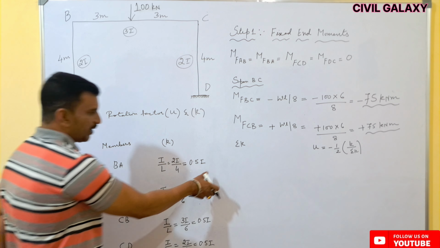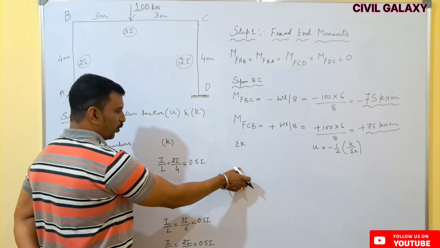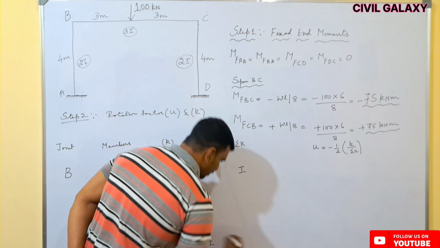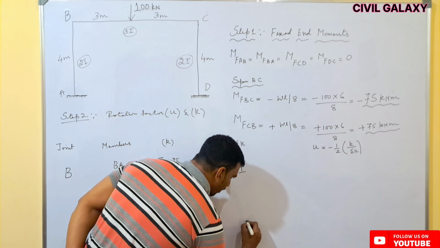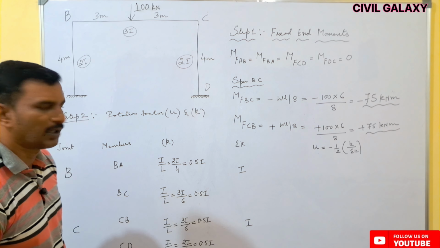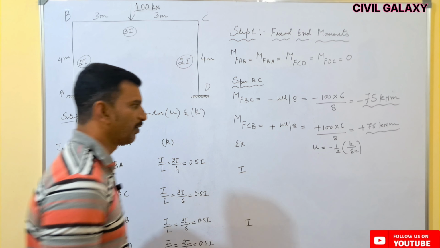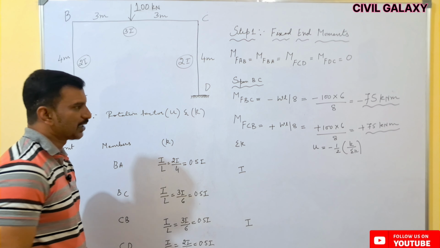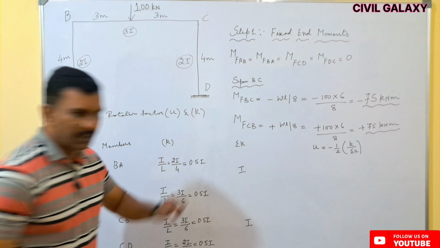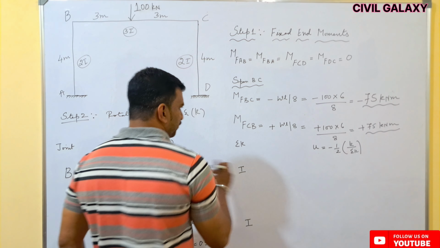So now if we take the summation of these two members, that is BA and BC, we are getting the total stiffness, which is equal to I. Here also, for members CB and CD, the total stiffness is equal to I. Now if you want to calculate the rotation factor, which is given by U is equal to minus half into K upon sigma K, if we put the values over here, we are getting the value here.